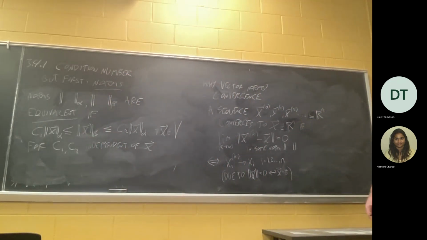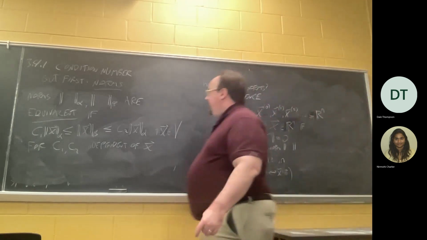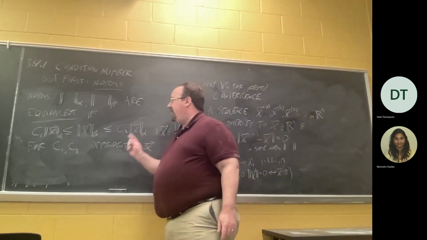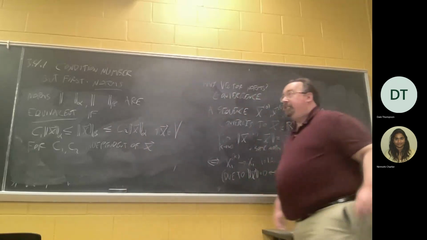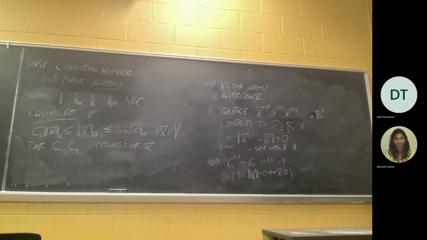So if two norms are equivalent, then if a sequence of vectors converges, say in the beta norm, it's going to converge in the alpha norm. The rate might be a little different. The actual norms, of course, will be different, but if one set of norms is going to 0, the other one will too. Okay.